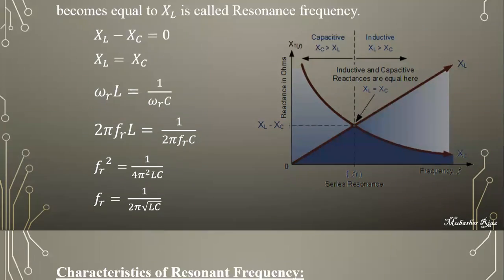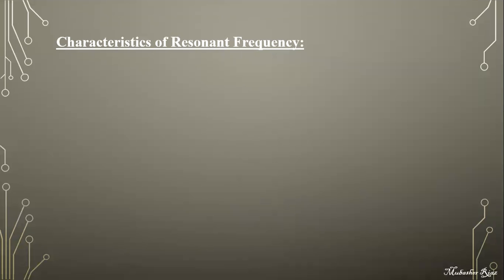Now there are some characteristics of this resonant frequency. Characteristic number 1: the resonant frequency is 1 over 2π√(LC), and it depends upon the inductance and the value of the capacitance. So this is the first property, that is about the resonant frequency.